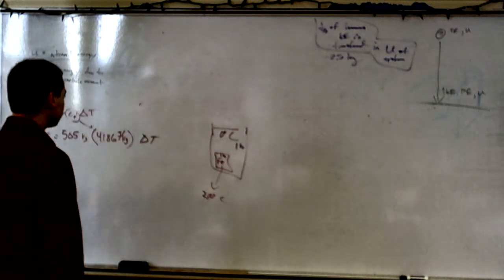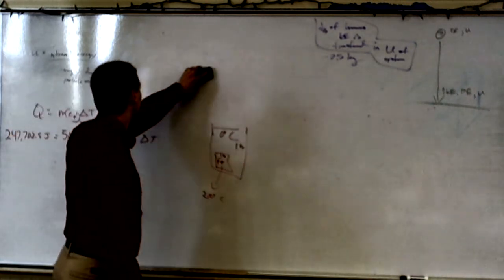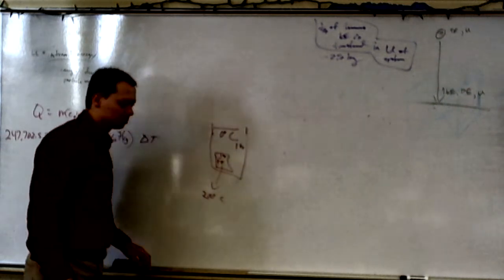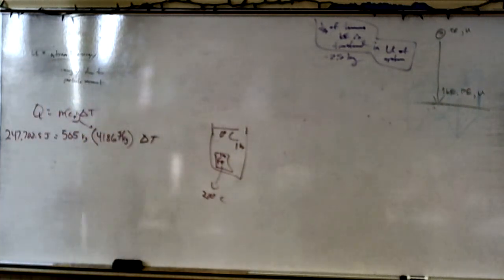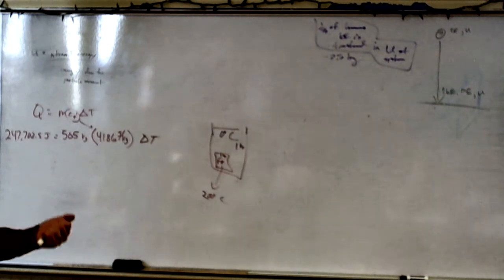If you dropped that piece of iron in the ocean and it was 200 degrees, if it heated the whole ocean, well, right, if the masses are the same. Are the masses the same? We said 1 kilogram of each. So the mass is the same.